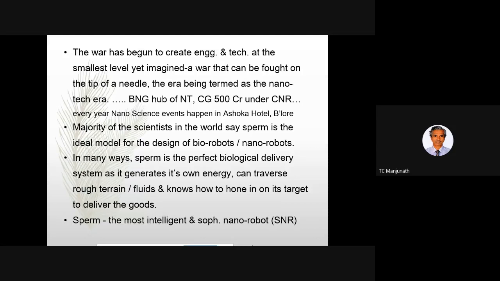The majority of the scientists in the world say that sperm is the ideal model for design of biobots or nanorobots, because the sperm is the perfect biological delivery system, as it generates its own energy, with no actuators, no motors, and it can traverse rough terrain. It knows how to hit the target and deliver the goods. Therefore, the sperm is called the most intelligent and sophisticated nanorobot.